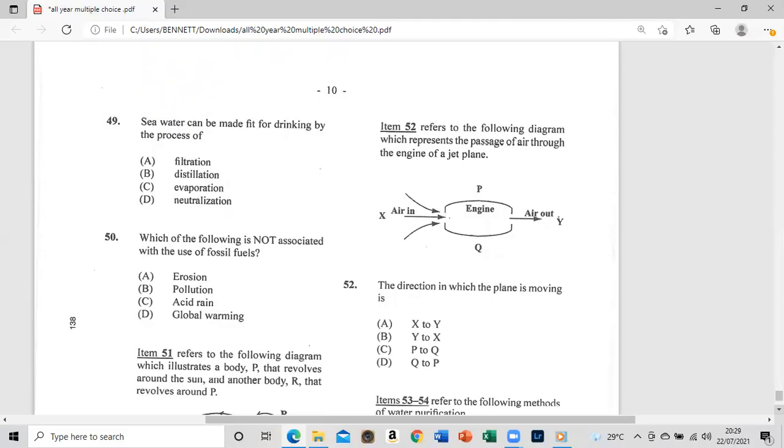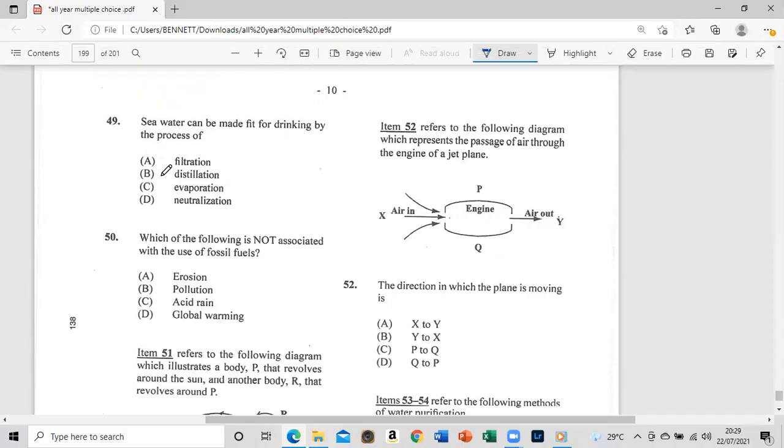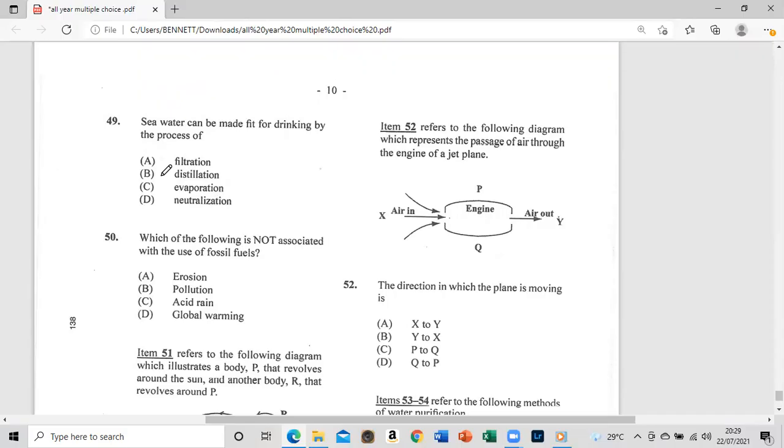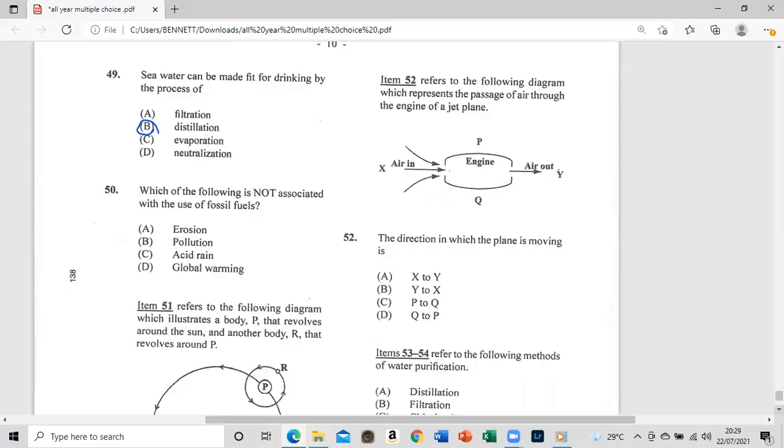Seawater can be made fit for drinking by the process of, is it A, filtration, or B, distillation, or C, evaporation? Nice. Distillation, right? All right. 50, we're almost there. We're going on. Fabulous. So it's distillation for that. For 50.